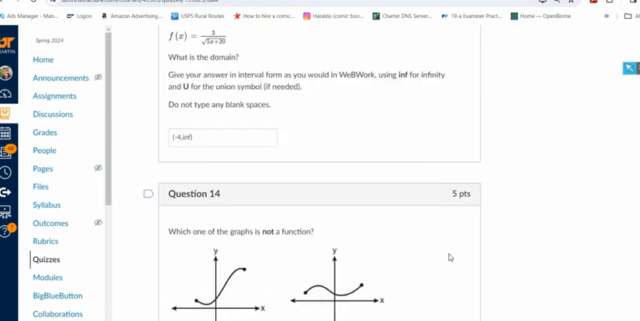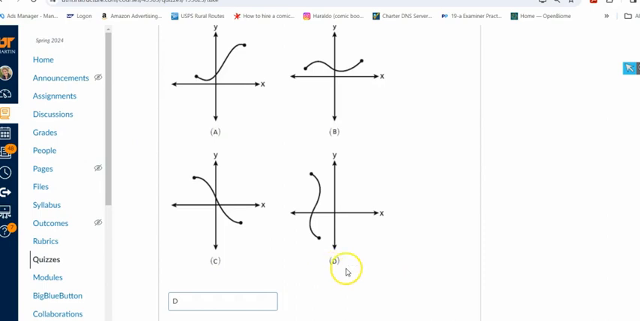Now it would accept it if you put it in parentheses, and it also would have accepted it if you typed it as a lowercase d. So that one's not a function. The other ones all pass the vertical line test. So any vertical line that I care to draw, there's infinitely many, intersects it at most once. So those others pass the vertical line test. Let's keep going.